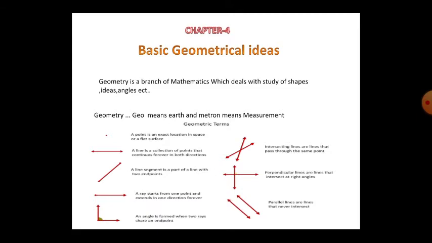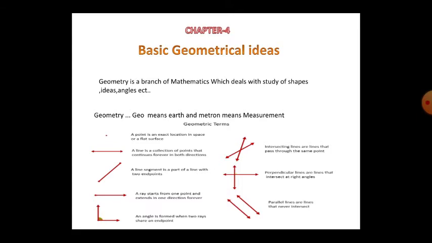Point. A point is an exact location in space or on a flat surface. For example, if you take a sharp pencil and keep it on a flat surface, there it will be a point. Or the tip of a needle, or the tip of a nail. These are all examples of a point. What do you mean by line?